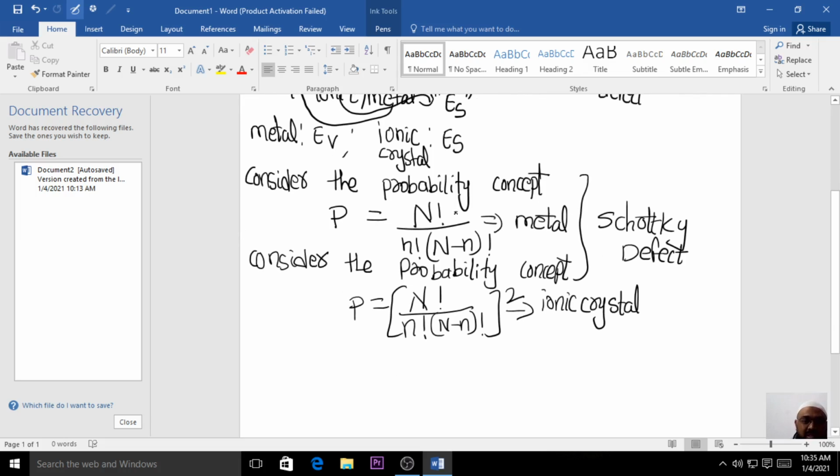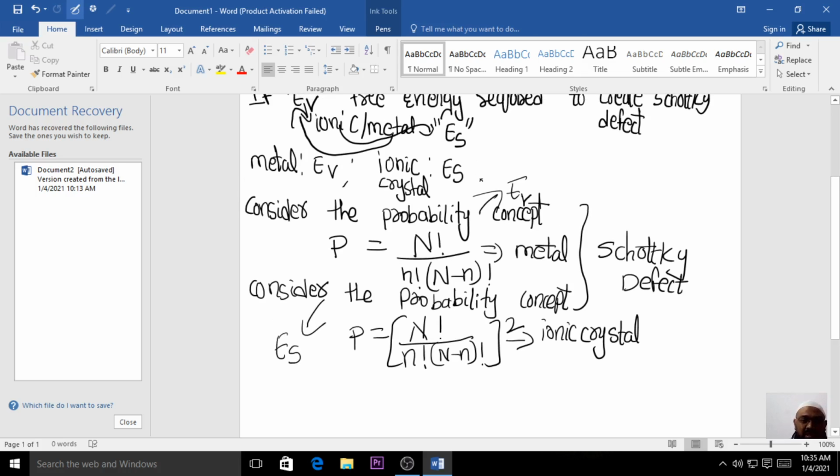The energy part we are using here, we will just write it down as EV for the metal, and the energy part for the ionic crystal is ES. So this is only the comparative study regarding the Schottky defect. In the examination, if they ask you regarding the metal, then the probability concept that you have to take into consideration is this factor, and the next one is the probability concept that you have to take for the ionic crystal.